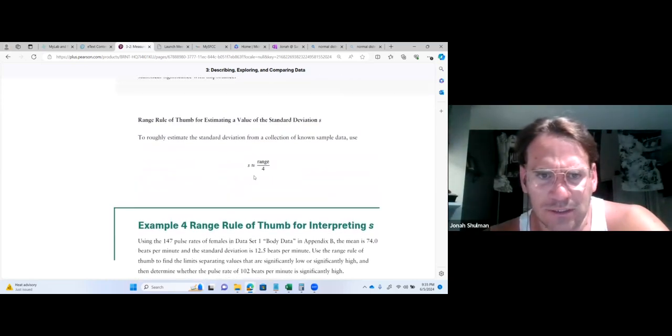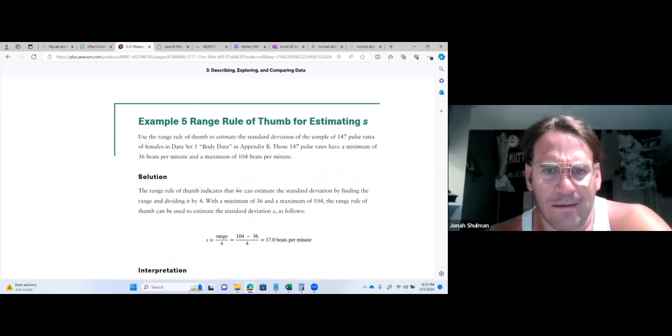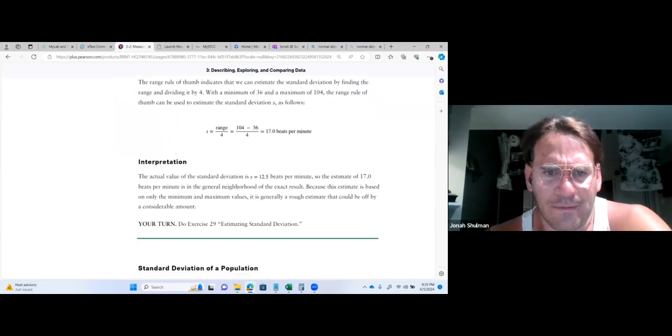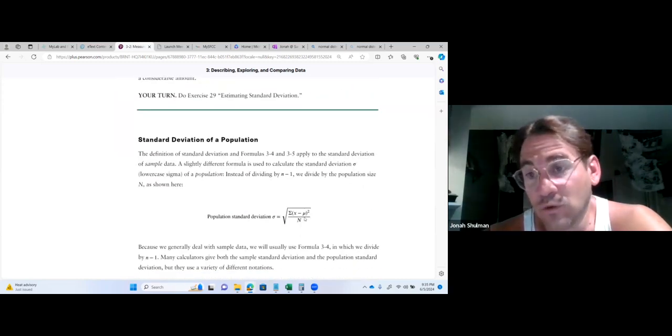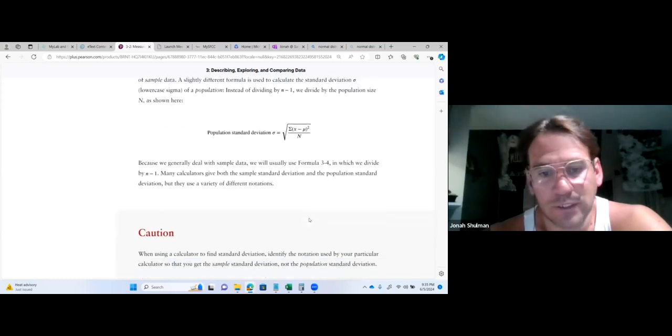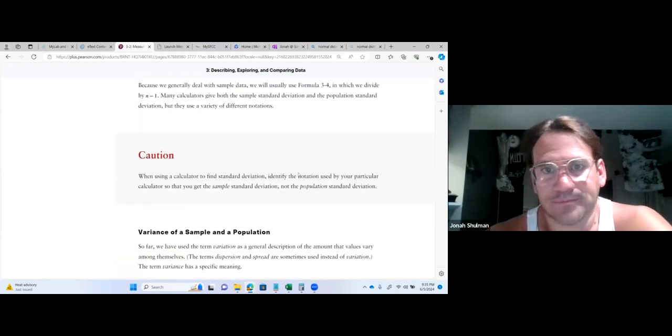But just this getting this roughly estimate business, I hate. But this part is kind of interesting. Cool. Now, if we have the whole population, the only difference in the formula is that there's no minus 1 here. That's if we had everybody. Okay, so what is the variance?